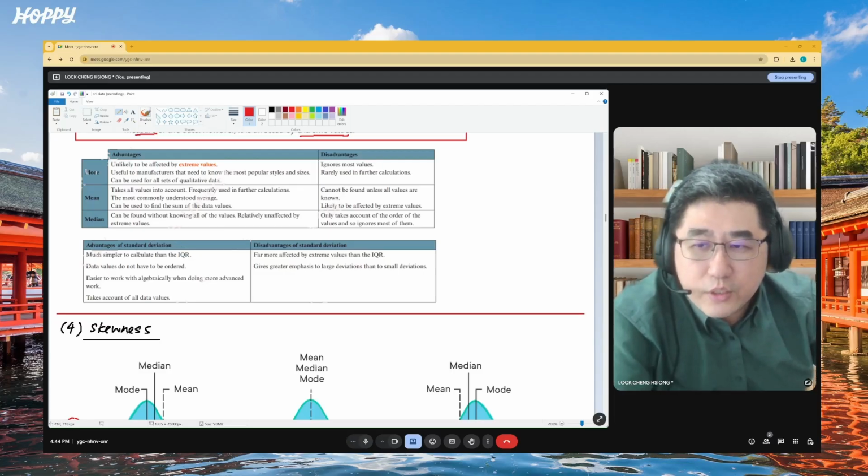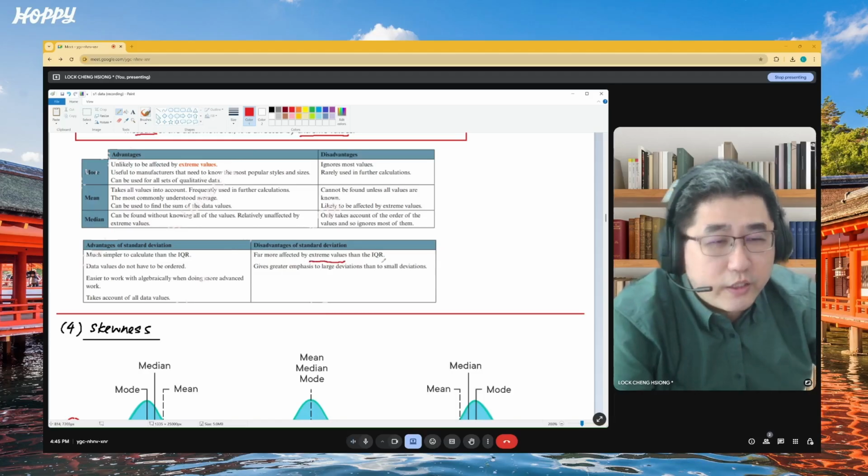Much simpler to calculate than IQR. Advantages: data values do not have to be in order, it is easier to work with algebraically when doing more advanced work, and it takes account of all the data values. Disadvantage: far more affected by extreme values than IQR. So again, it's the same reason, affected by extreme values.